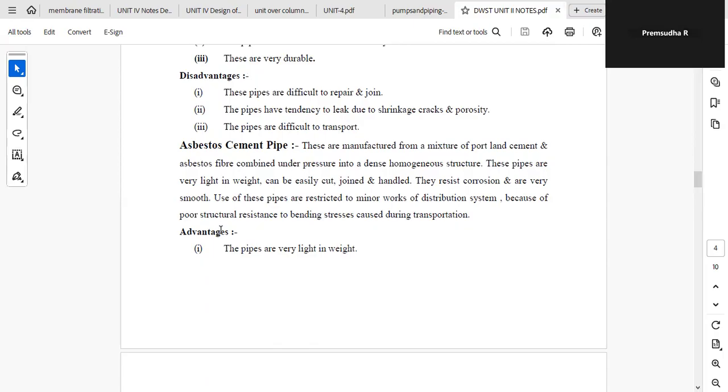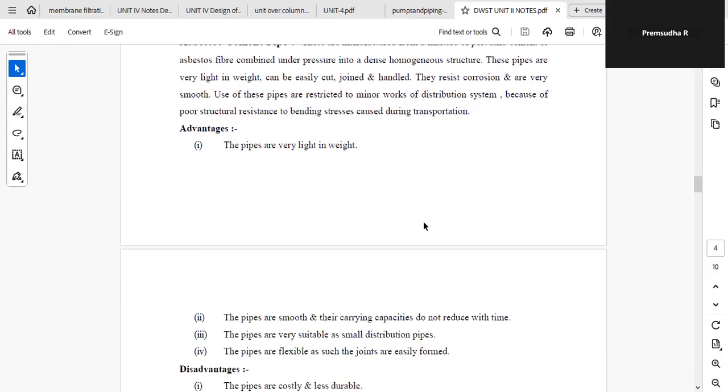Okay, coming to asbestos cement pipe. It is made up of asbestos fiber under pressure into dense homogeneous structures. It is very light in weight, easy to cut, join, and handle. They resist corrosion and are very smooth. Use of these pipes is restricted to minor works of the distribution system, because of poor structural resistance and bending stress caused during transportation.